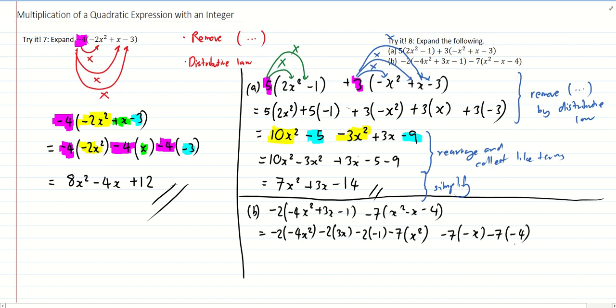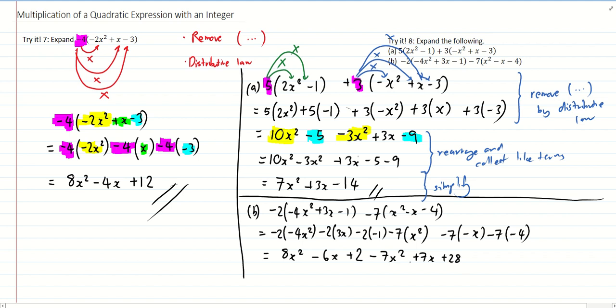And then you will expand everything, so you have negative 2 times negative 4x squared. I have 8x squared. Minus 2 times 3x, minus 6x. Minus 2 times negative 1, I will have plus 2. 7 times x squared, so I have minus 7x squared. Minus and minus, negative and negative becomes positive, so plus 7x, and negative becomes positive again, so we have plus 28.